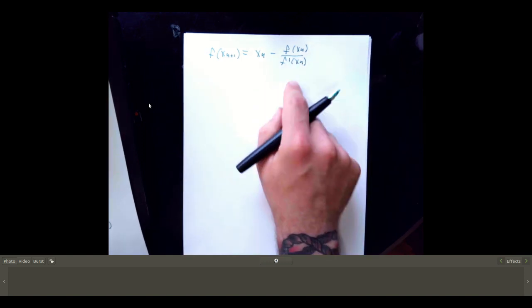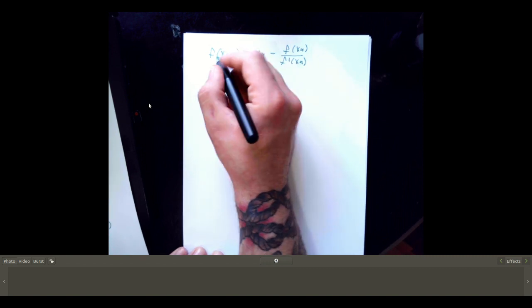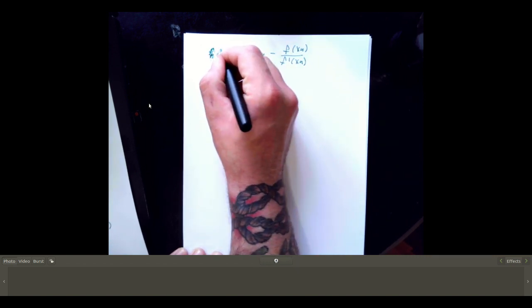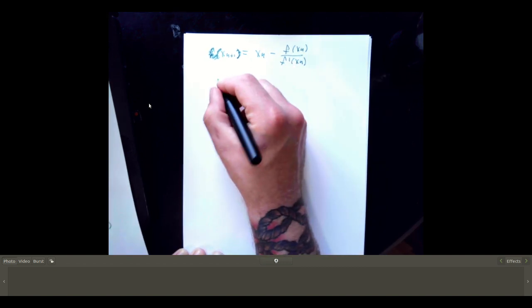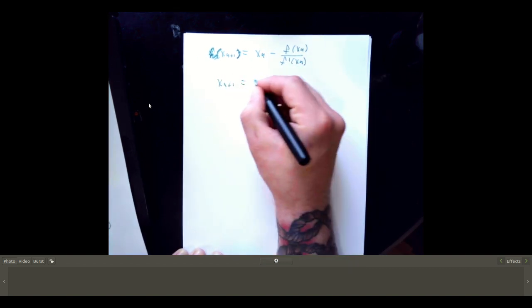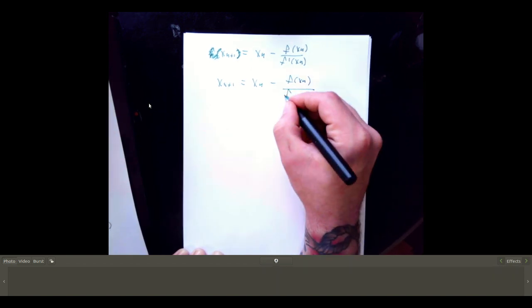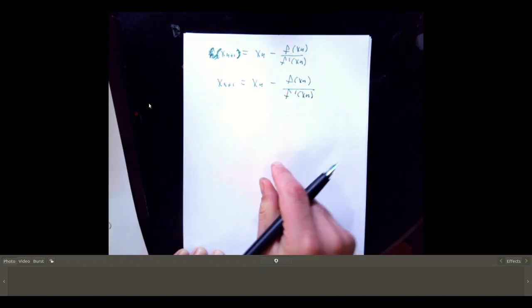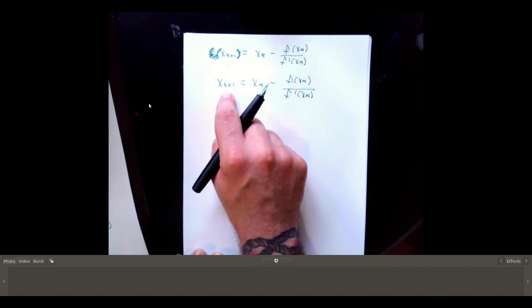So now we have a nice formula that'll give us a means of getting our next guess. x sub n plus 1, and I'll rewrite that again. x sub n plus 1 is equal to x sub n minus f of x sub n over f prime of x sub n. Perfect. So now we have a nice formula that will produce our next guess.